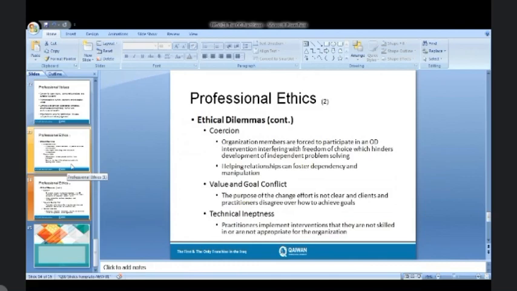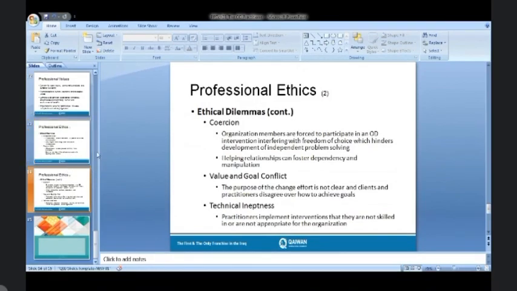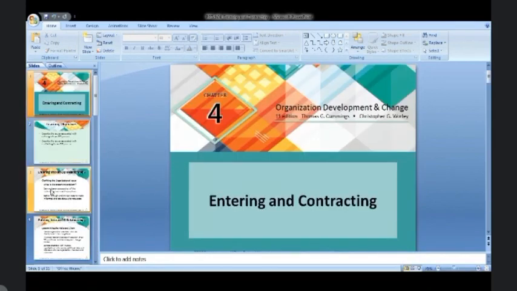Detailed notes will be given to you related to the OD practitioner and the entering and contracting. So, kindly refer to those notes, students. Next, I am moving to entering and contracting. I'm explaining entering and contracting.